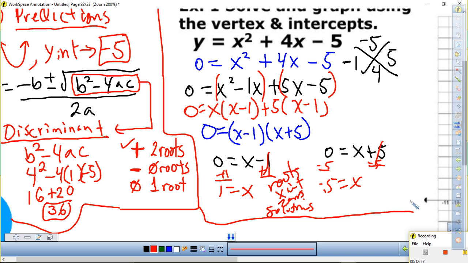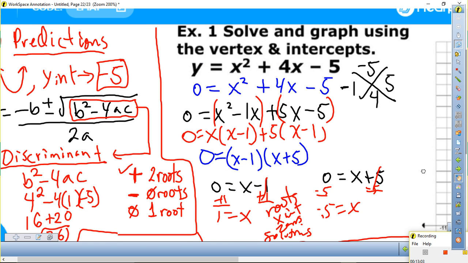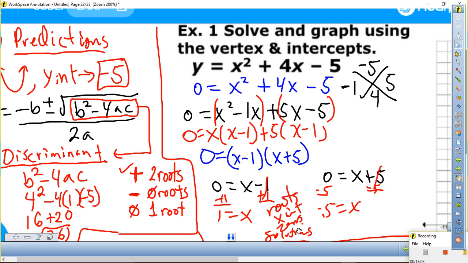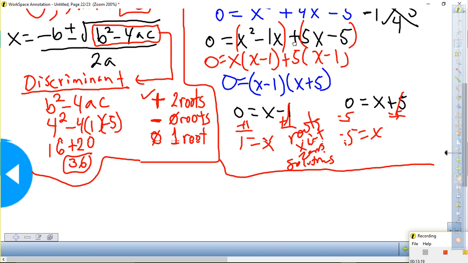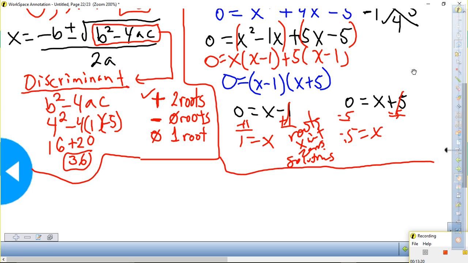Okay, so let's see, the instructions were solve. Did we solve it already? Yes, but then it says graph using the vertex and intercepts. Do we have all our intercepts? Yes, our x-intercept and our y-intercept. Now the only thing that we're missing is what? The vertex. So let me show you really quick how to get the vertex. Look up to the screen, please.